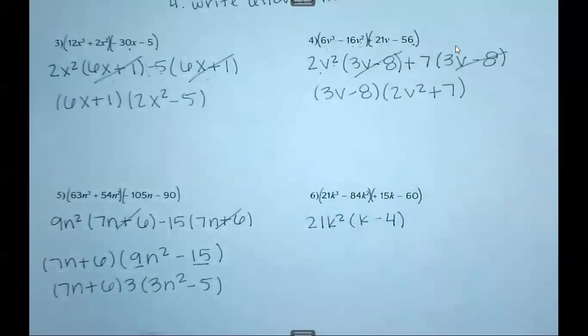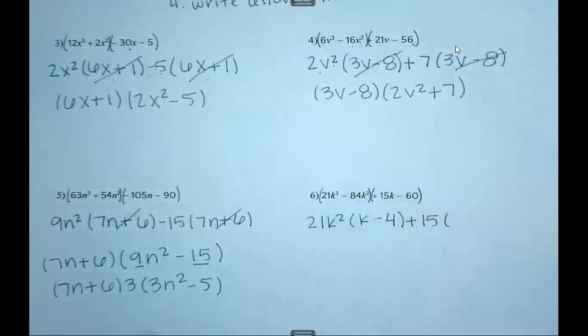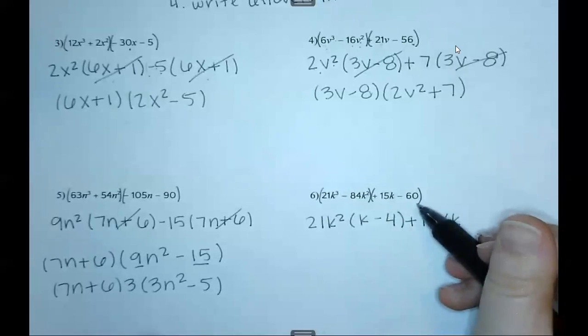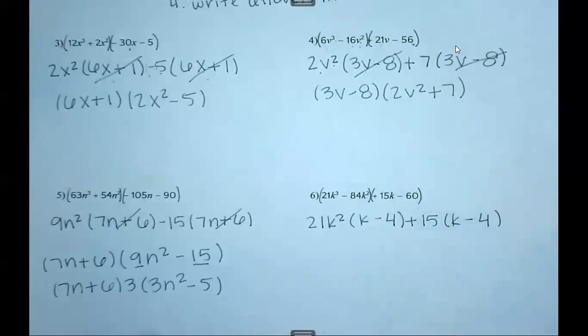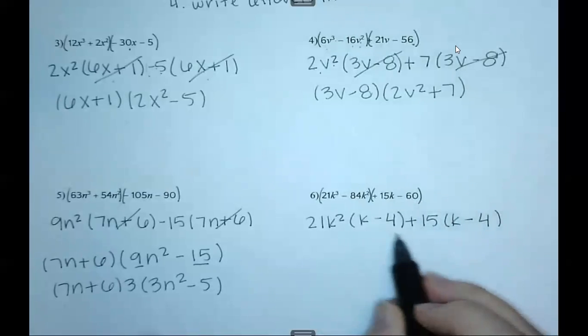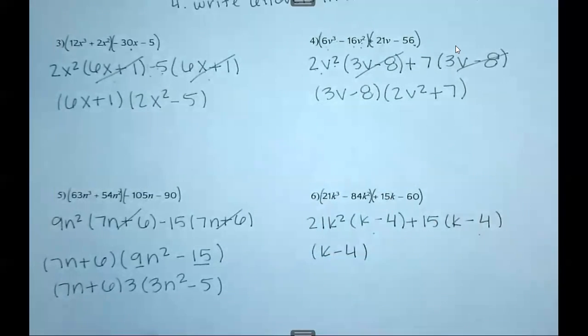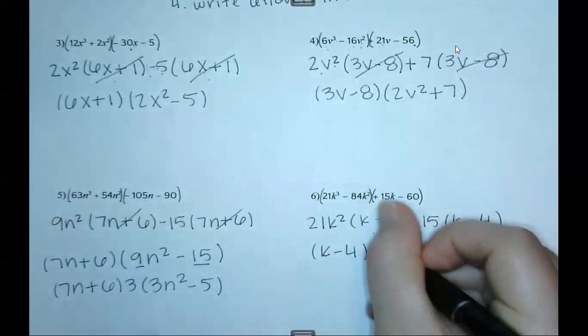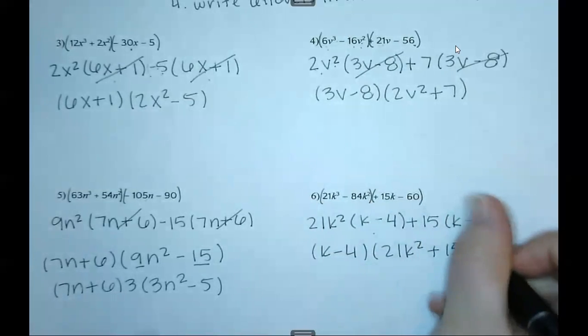All right, now I'm looking for a number I can pull out of 15 and negative 60. I can pull out a positive 15. If I take 15 out of 15, all I'm going to be left with is k. And if I take 15 out of negative 60, we're left with negative 4. So now they have that in common, so I pull it to the front. And then I put in my leftovers, 21k squared plus 15.